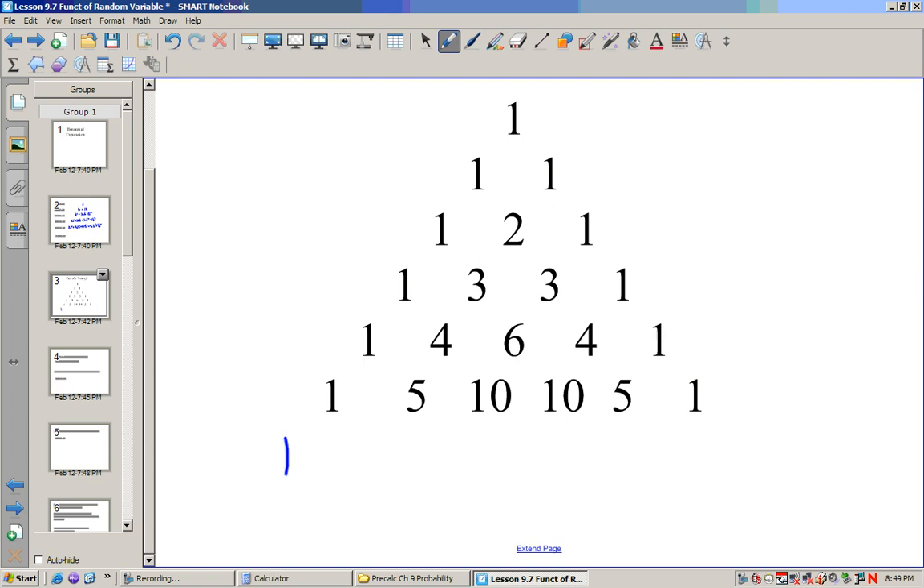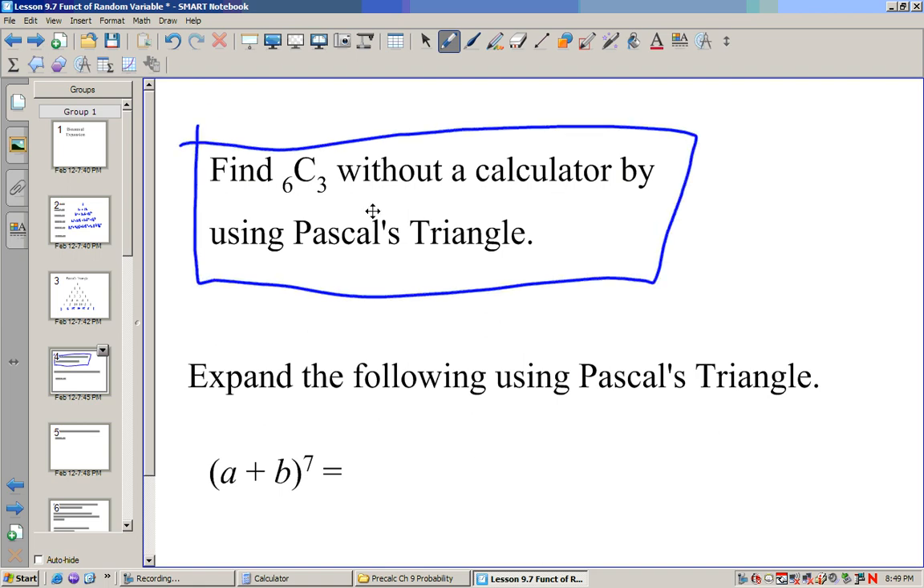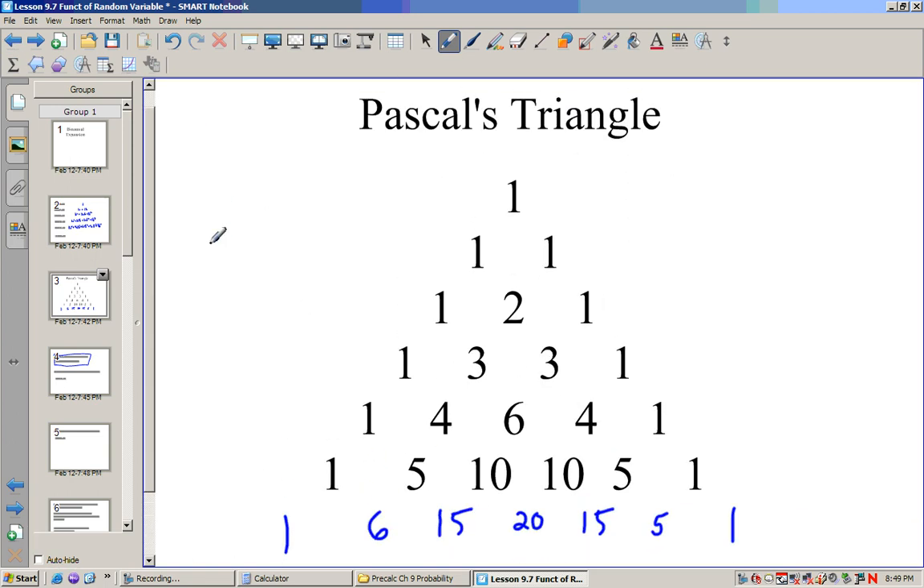If I wanted to do the 6th row, it would be 1, those two add together to get 6, those two add together to get 15, then 20, then 15, then 5, and then 1. And we can keep on doing this forever, really. Now, let's see 6 choose 3. Now, if we plug in 6 choose 3 on our calculator, well, let's come back here. Let's do something easier. Let's do 5 choose 3.